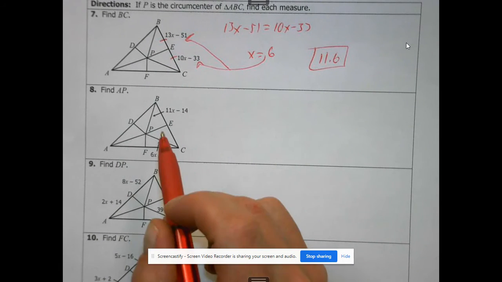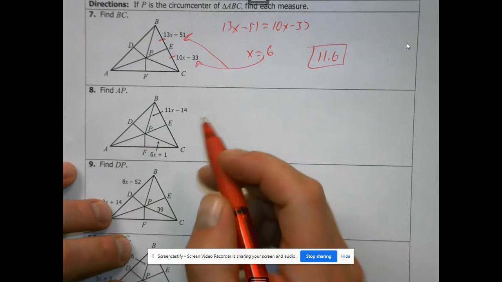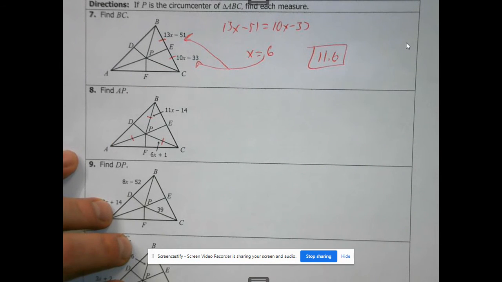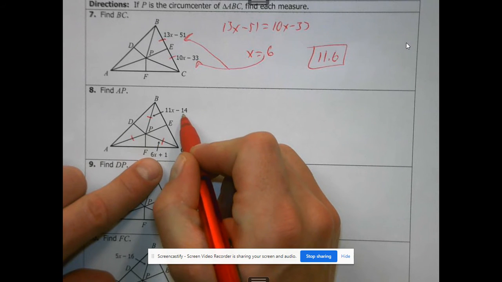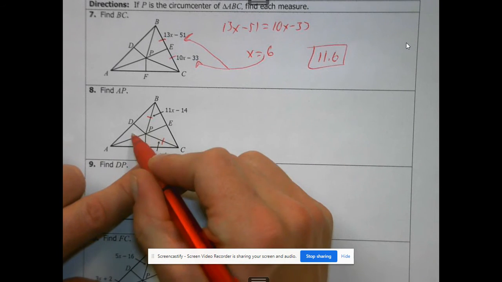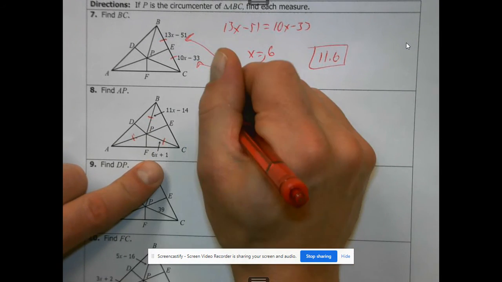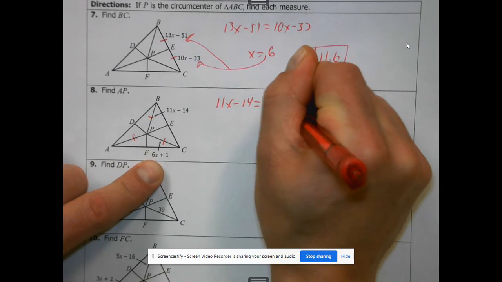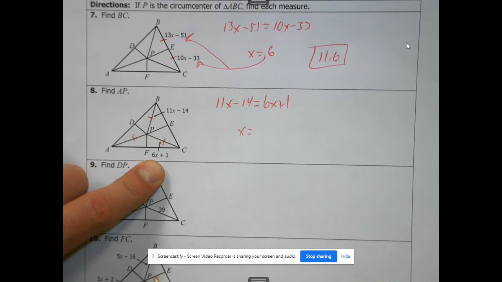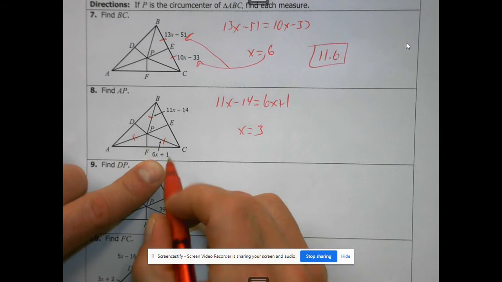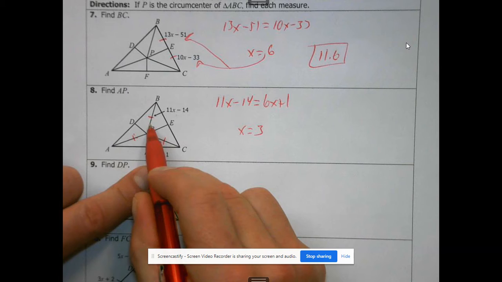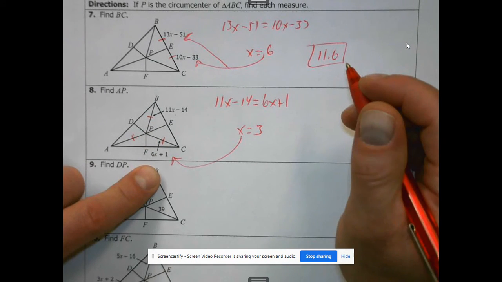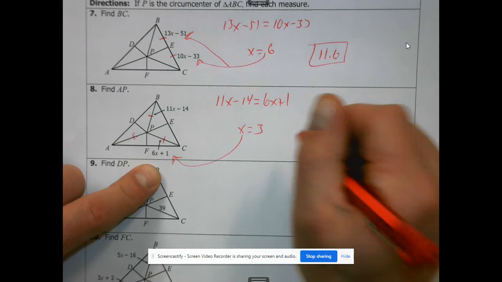Number 8, your job is to find AP. Well, we know that all of those pieces are congruent, right? So just set these guys equal to each other, solve for X, and plug it back into either one because these are all the same distance. Setup, 11x minus 14 is 6x plus 1. Solve it, it comes out to be 3. Now you can plug it back into either one of these because all three pieces are congruent. Does not matter which one you plug it into. Solution comes out to be 54.